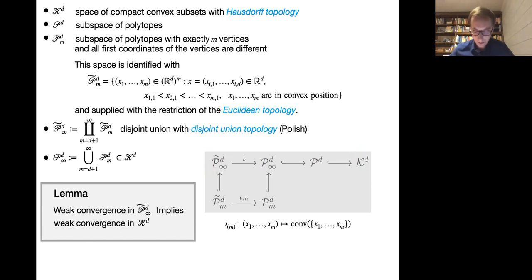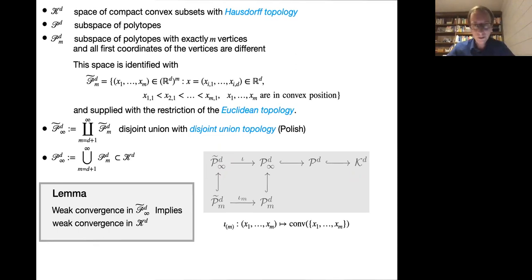Is this map somehow clear? So this is the key observation that we make, that you can prove weak convergence in this complicated space by proving weak convergence in a certain disjoint union of Euclidean spaces. And this is much easier for us.